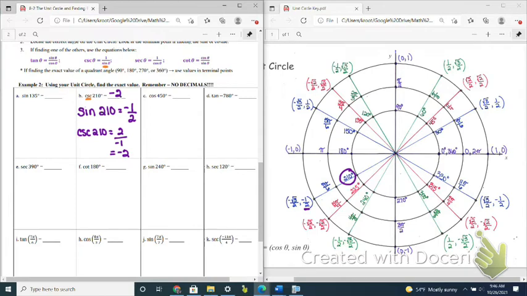And that is how we are going to go about doing all these. Okay? So if I have cosine of 450, 450 is not in my unit circle. So I need to take 450 and subtract 360. When I do, I get 90 degrees. So look at my unit circle. 90 degrees is right here. The cosine is my x-coordinate, so it is simply 0.